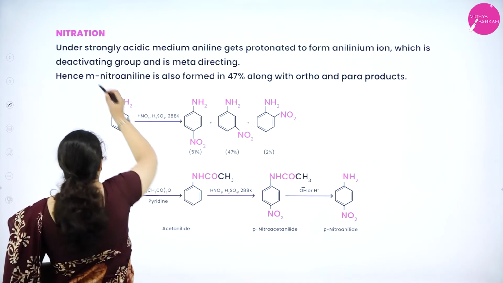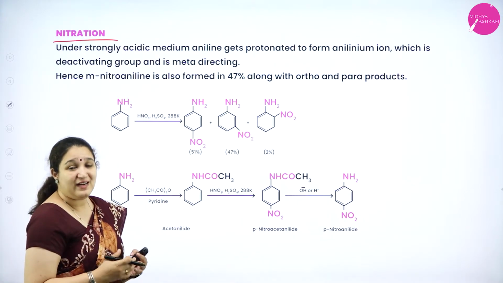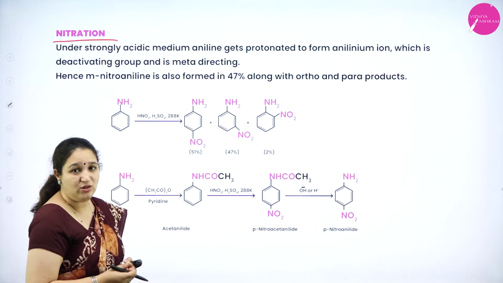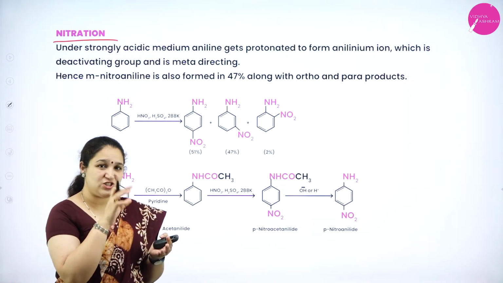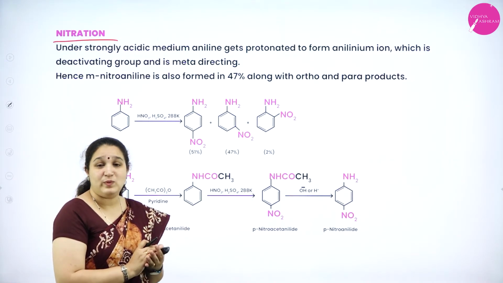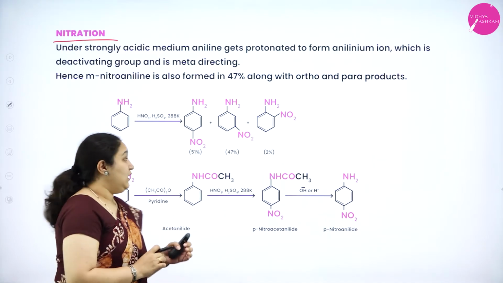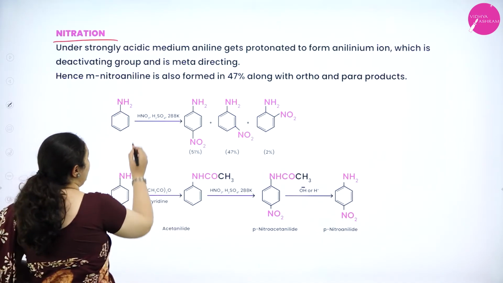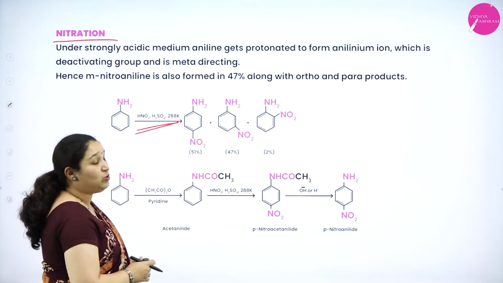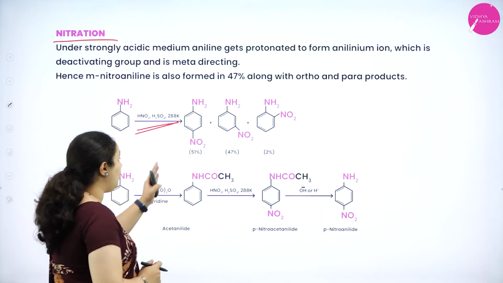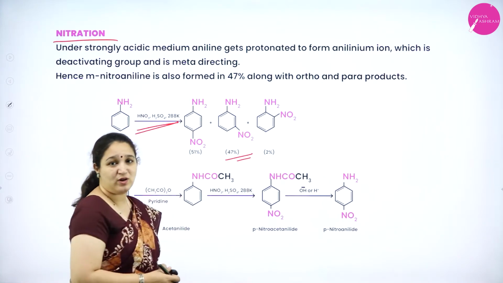Next we have nitration reaction. Under strong acidic condition, aniline reacts with H plus ion to form anilinium ion. And this anilinium ion, that is NH3 plus ion on the benzene ring, is a meta-directing group. Thus, here you can see when aniline is treated with nitrating mixture, that is HNO3 and H2SO4 at 288 Kelvin, you get all the three products, and the meta product is much more compared to the ortho product, isn't it?